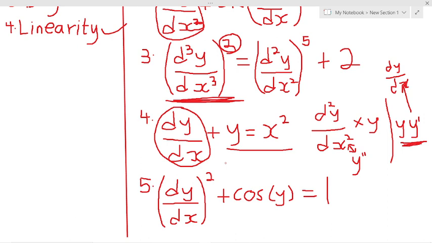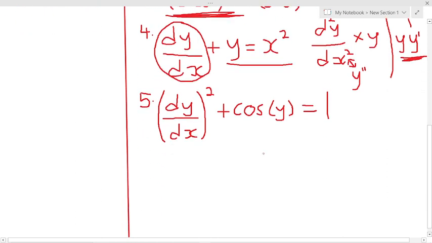Let's take the last condition. The last condition is that there shouldn't be any trigonometric, logarithmic, or exponential form of the dependent variable and its derivative. What do I mean by that? For our trigonometric functions, we know of the sine, we know of cosine, and we know of tangent.